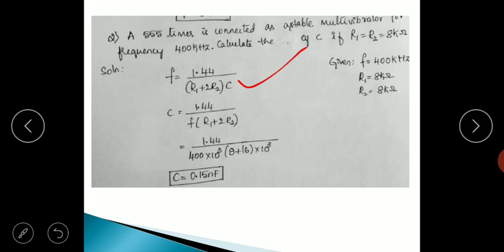Frequency of oscillation is given by 1.44 divided by R1 plus 2R2 into C. Therefore C is equal to 1.44 divided by F into R1 plus 2R2. So substitute the values of R1, R2 and F, you will get C is equal to 0.15 nanofarad. That is how we can determine the capacitance C required to get a frequency of 400 kilohertz from the values of R1 and R2, which is equal to 8 kilo ohms, right?